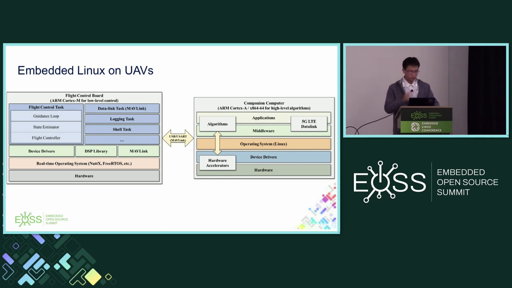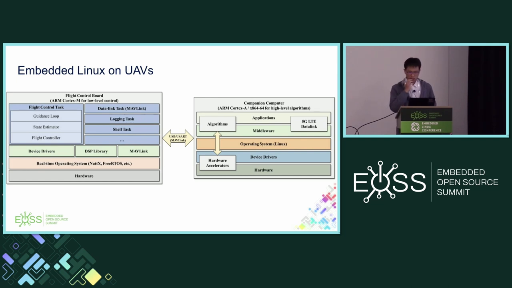Now I would like to share some perspective on opportunities for embedded Linux on UAVs. First, I would like to introduce the flight control tasks and the tasks for companion computers. For the flight controller part, we typically have a flight control task, including a guidance loop, a state estimator, and a flight controller, and also other tasks like a data link task, maybe with MAVLink, data logging, a shell task, and maybe more.